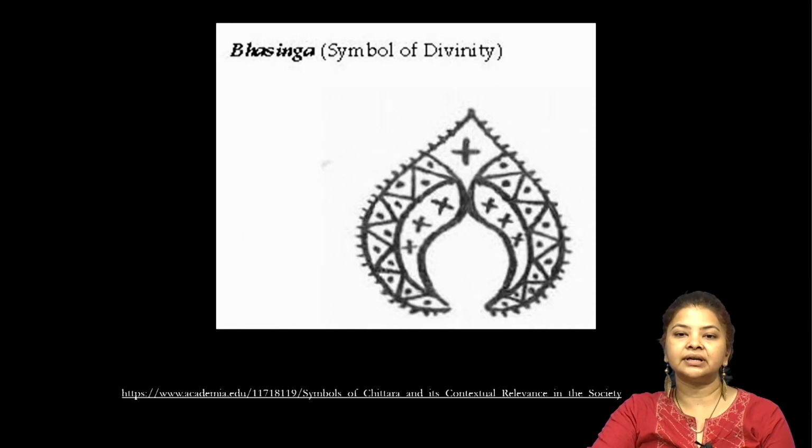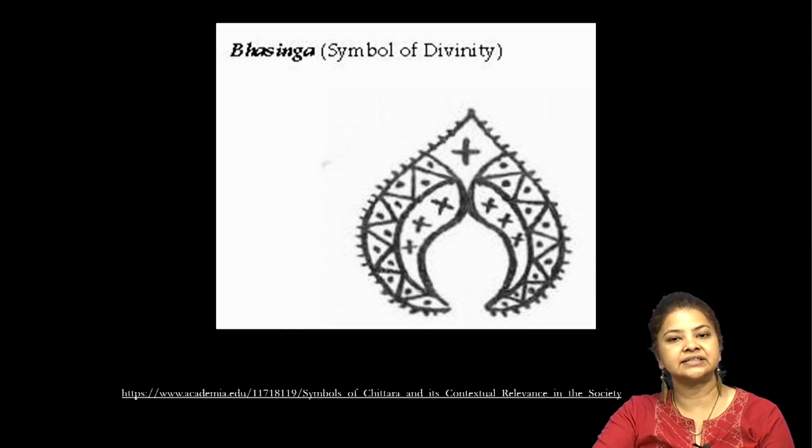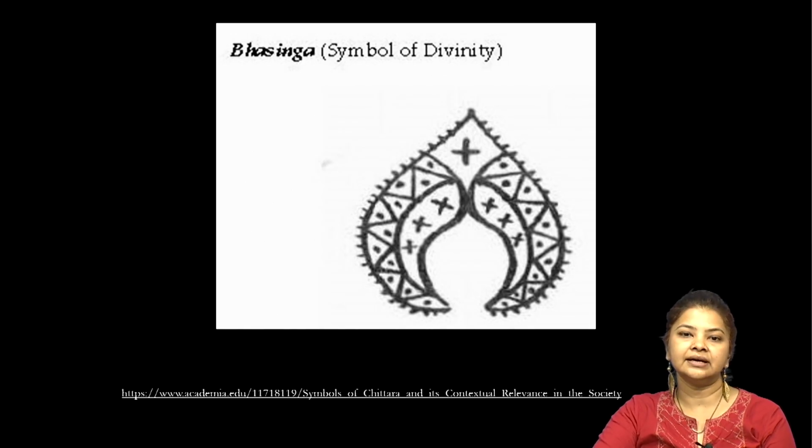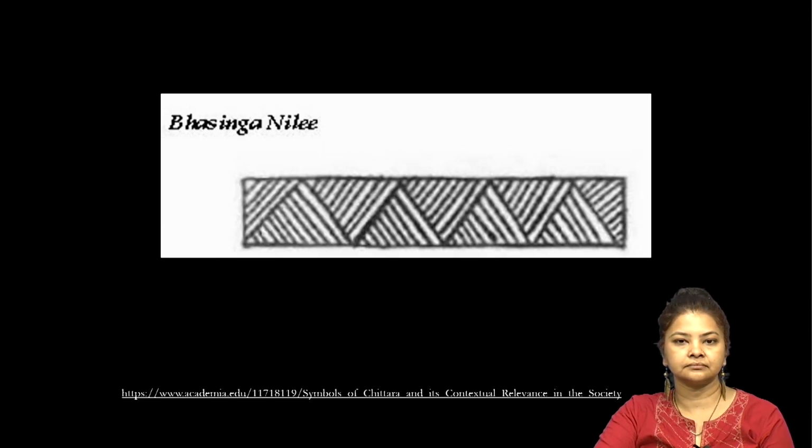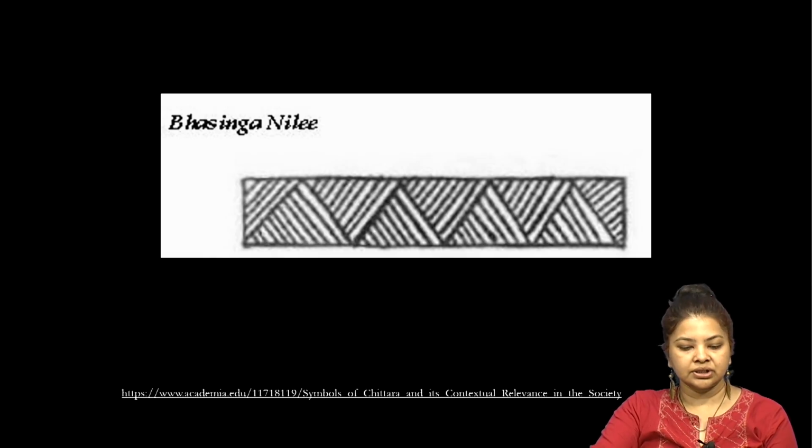So, this is another commonly used motif in Chittara painting. This represents the crown of divinity, and it is also sometimes shown on the bride and the bridegroom. Just to say that during the marriage, the bride and the bridegroom are supposed to be equal to the divinity. It is a symbol of purity and divinity. So, this is another motif which is generally used around the bride and the bridegroom for decoration.